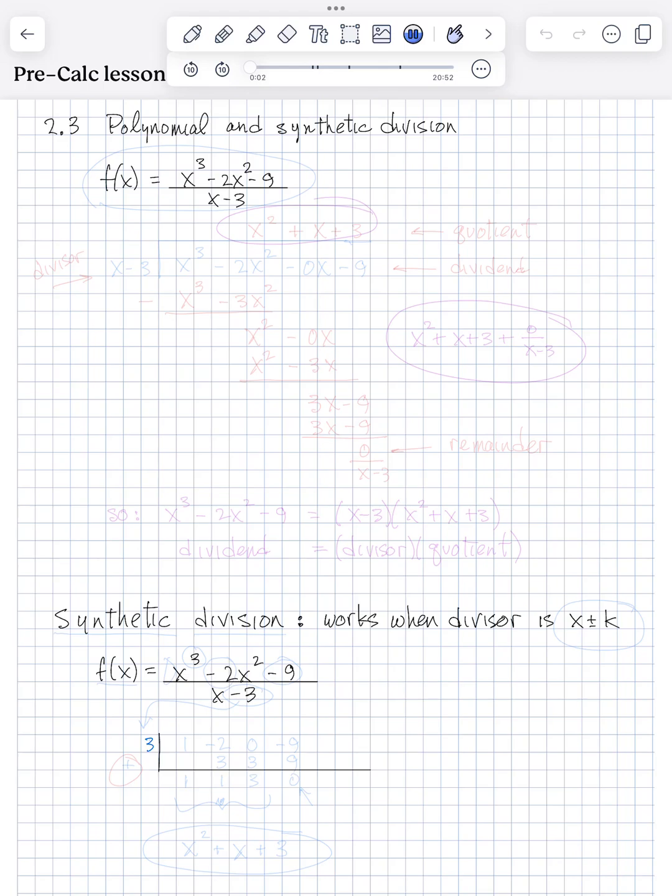Okay, lesson 2.3 is a review of polynomial and synthetic division. So let's set up our first function, f of x equals x cubed minus 2x squared minus 9, divided by x minus 3. So this is going to be a long division problem. So we start off with x minus 3, and we put our dividing sign.